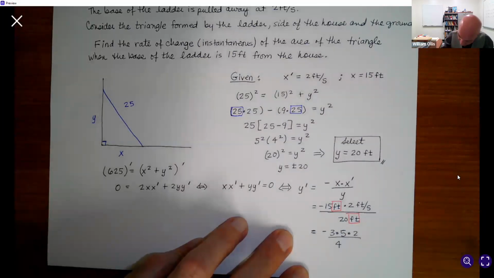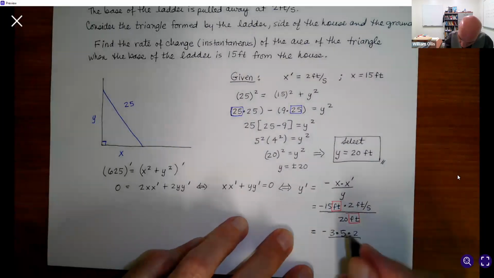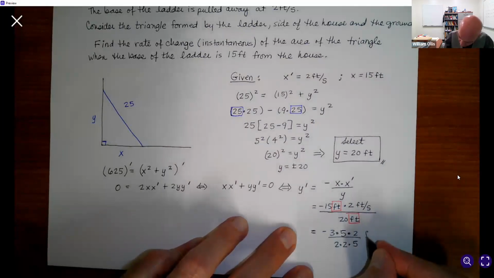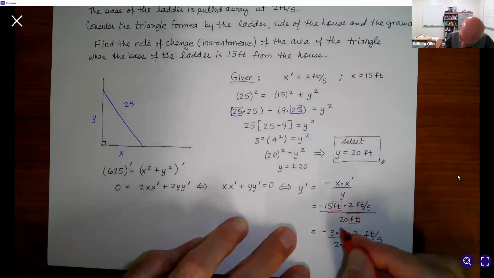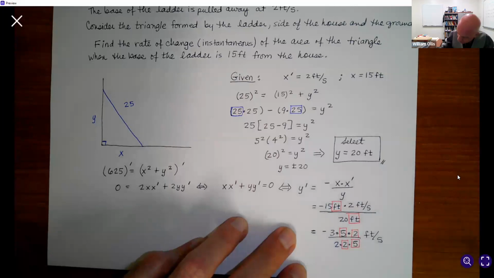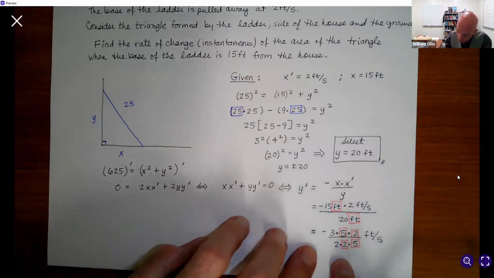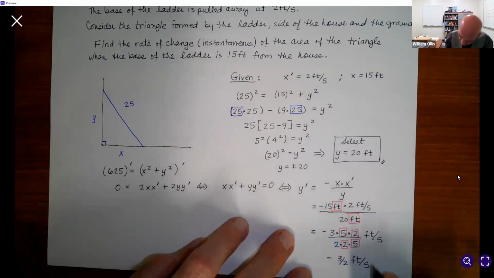Well, I'll just go ahead and write it this way. Go ahead and factor the 4 too: 2 times 2 times a 5. And of course, we have feet per second. So now, of course, the 5 is absorbed, and 2 copies of the 2 are absorbed. So that leaves us with negative 3 over 2 feet per second. And this is y prime.